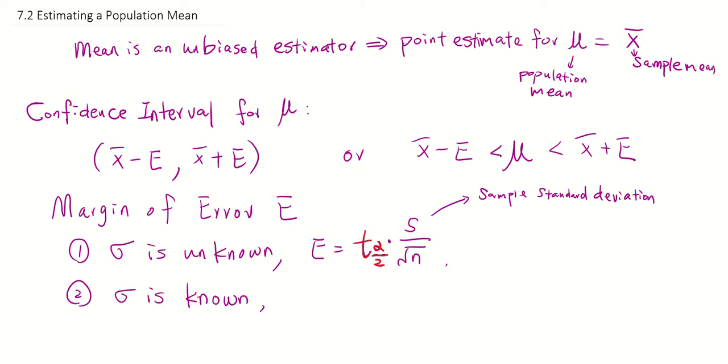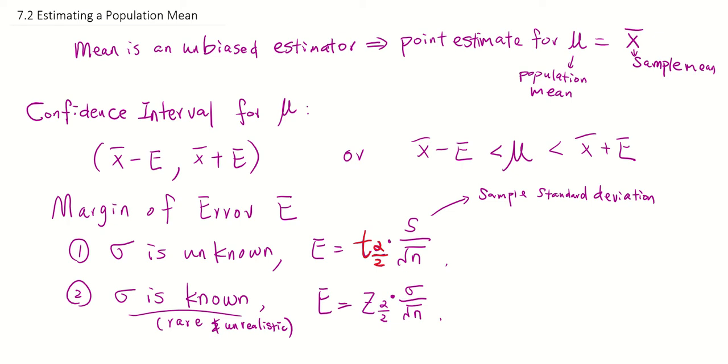The second case is if sigma, the population standard deviation, is known. Well, this is a very rare case because usually we use the population mean to calculate the population standard deviation. So if the population mean is unknown, we need to estimate that. That means we shouldn't know the population standard deviation. So the second case is very rare and unrealistic because we don't know the population mean, but we know the population standard deviation.